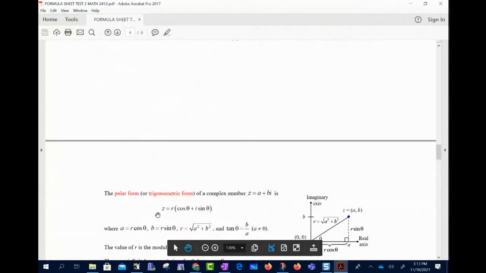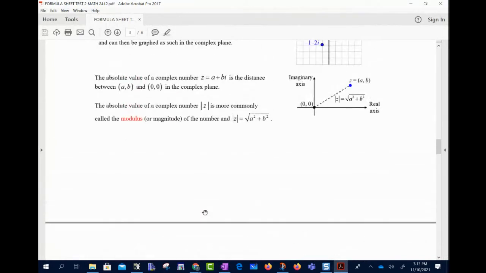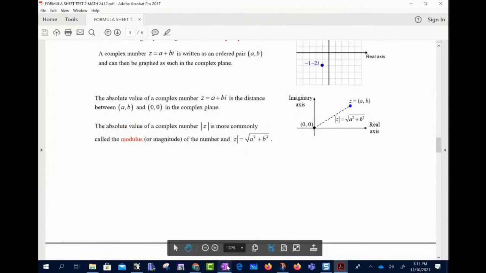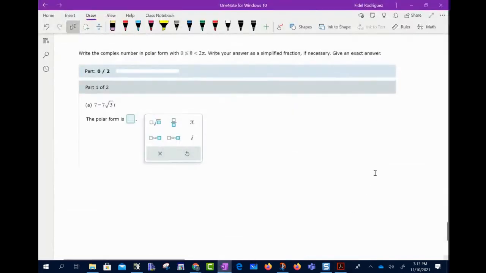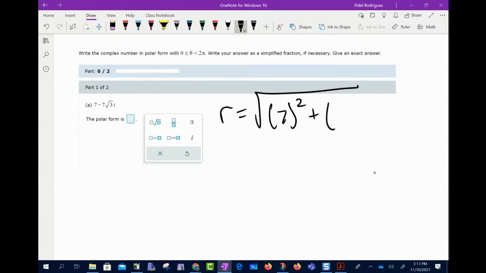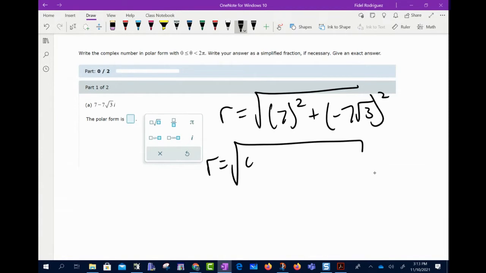The way we're going to write them is like this. Z equals r cosine theta plus i sine theta. What is r? R is the modulus, the square root of a squared plus b squared. So let's first find the value of r. So it's going to be 7 squared plus negative 7 square root of 3 squared. So 7 squared is 49. Plus, when we square negative 7, that's still a 49. The square and the square root would cancel each other out. That's just going to give me a 3.